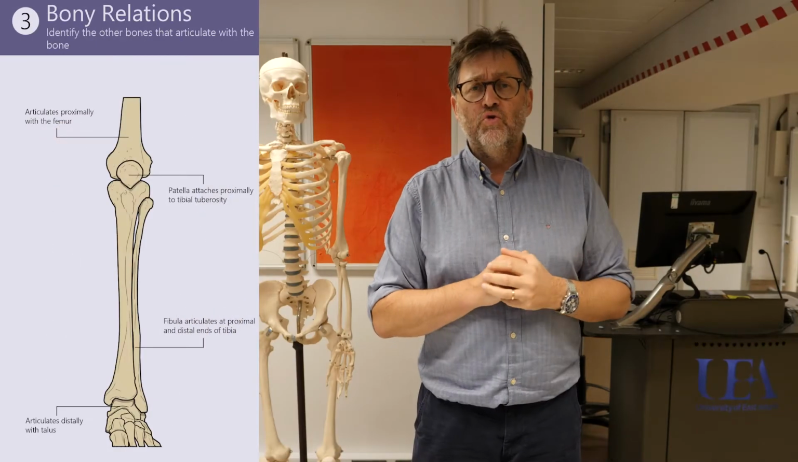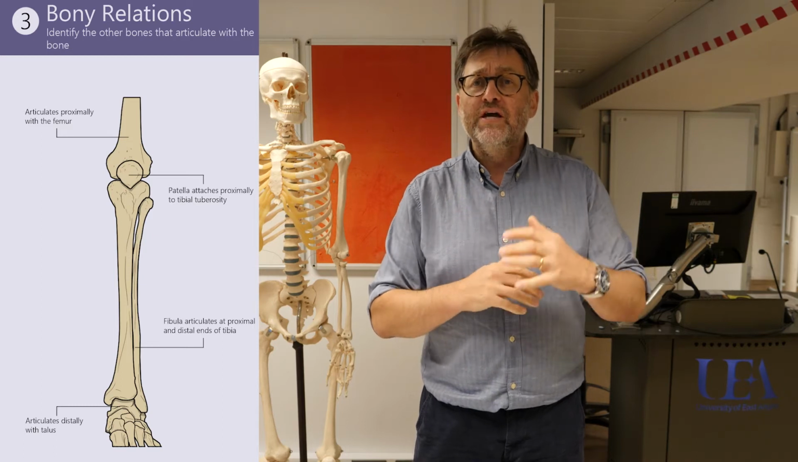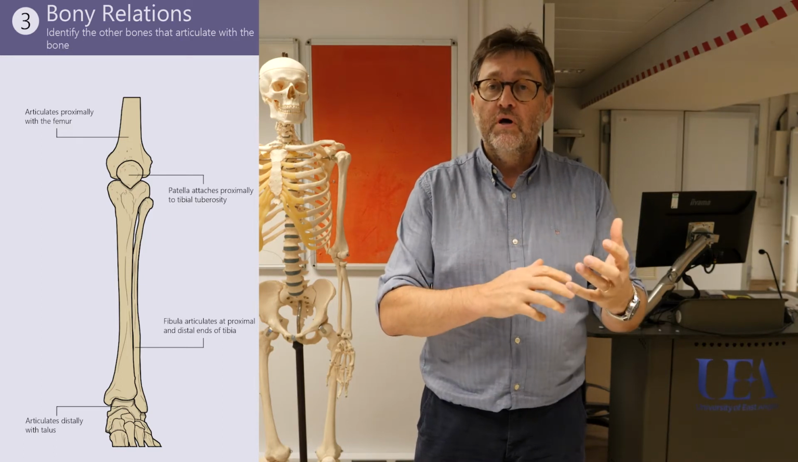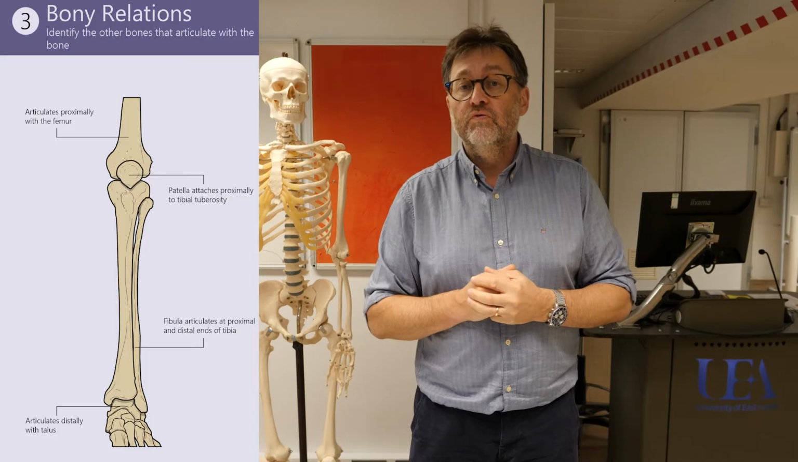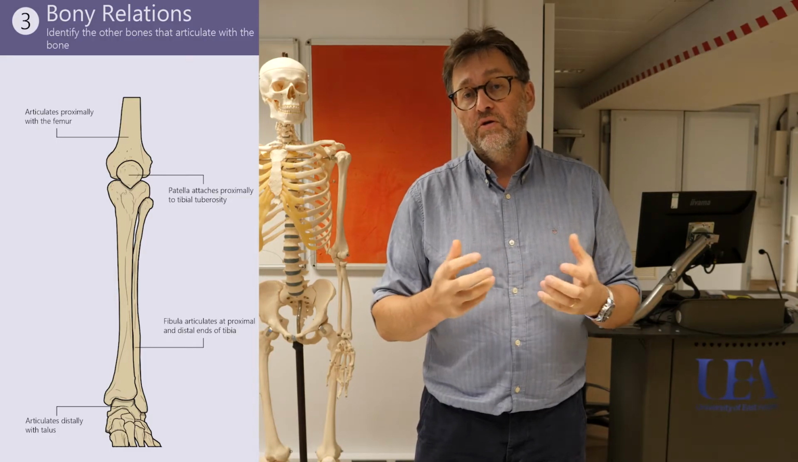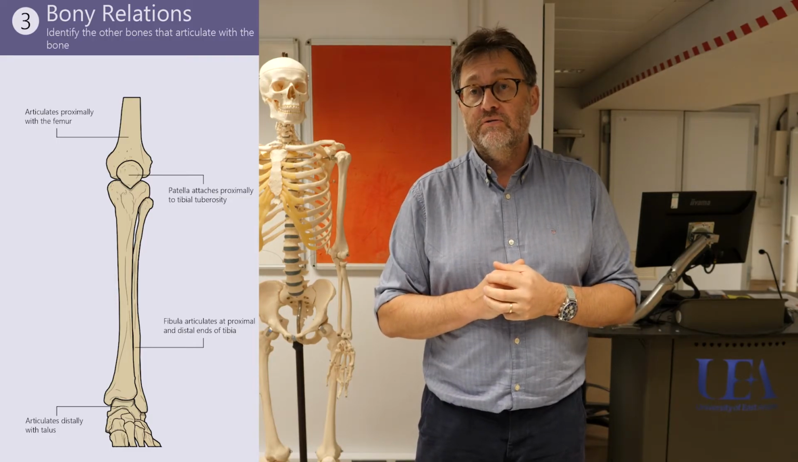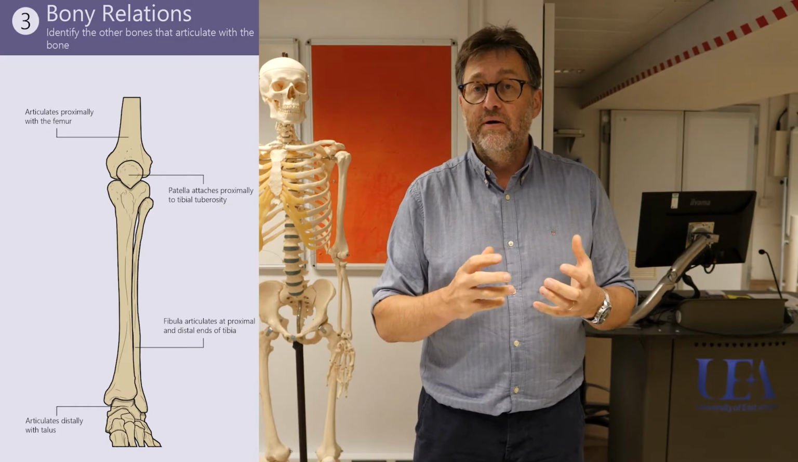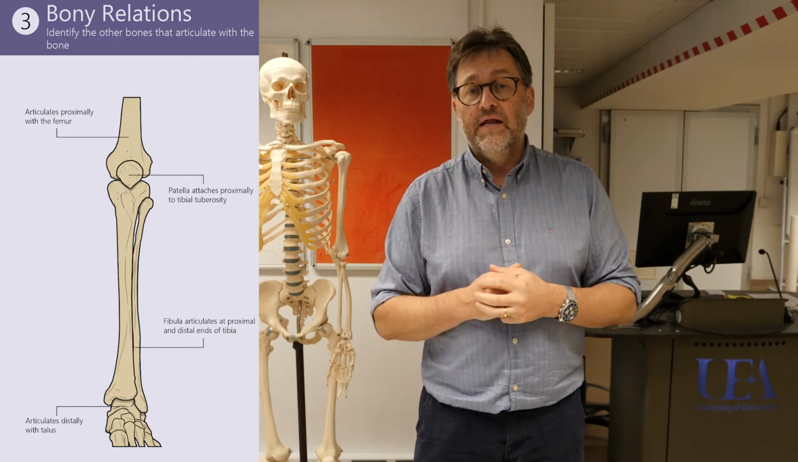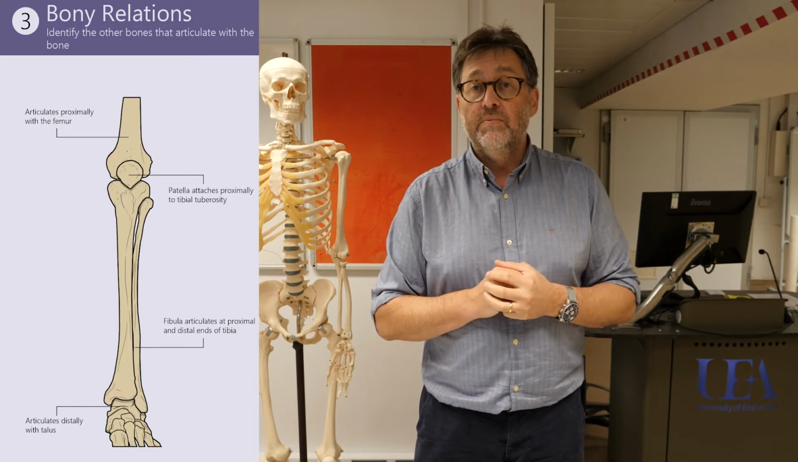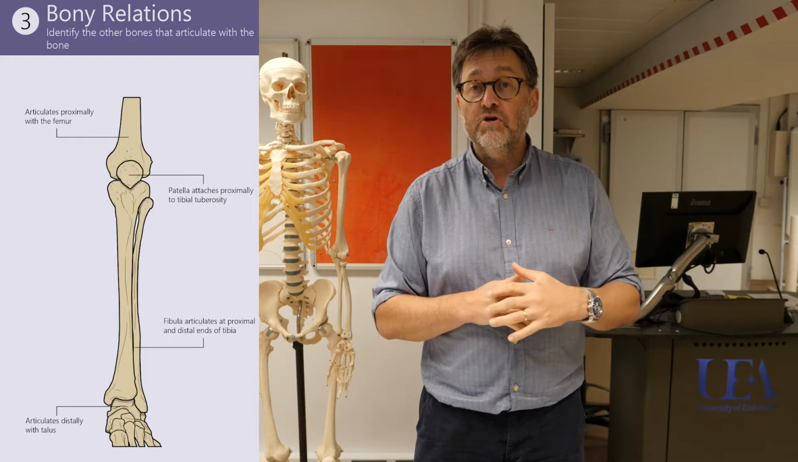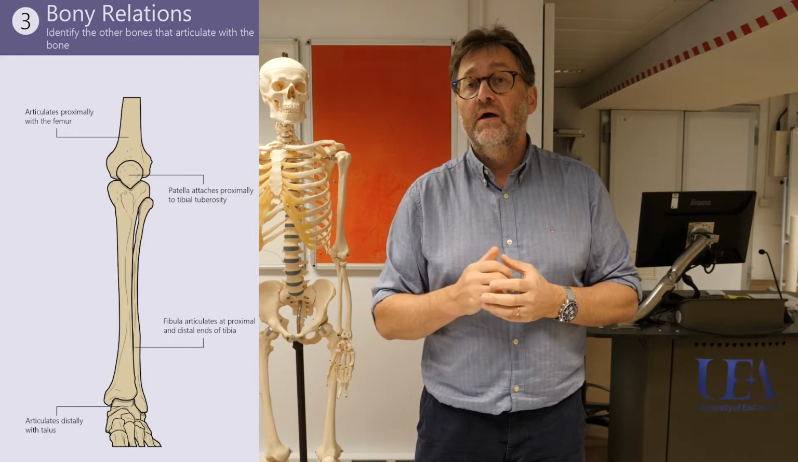The third thing we want to talk about is those bony relations. What bones are close to what other bones? In the knee joint, we can see we've got 3 bones associated with it. The femur is related to the patella and it's related to the tibia below. Proximally, the femur is related to the pelvis.